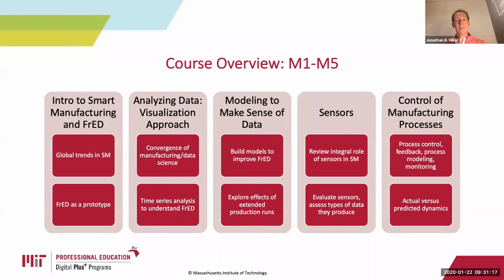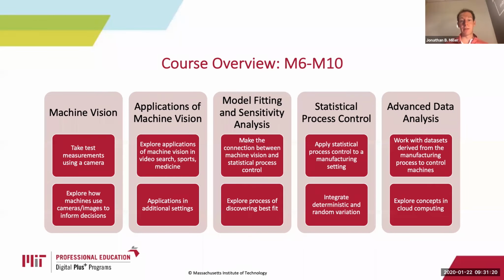So now moving into modules 6 through 10, the second half of the course, we go into 2 modules of machine vision and the applications thereof. In module 6 on machine vision, we're looking at if we have a camera, how do we take measurements? How do we use cameras and images to really inform our decisions? Because at the end of the day, that's what's most important: how to inform and make better decisions.